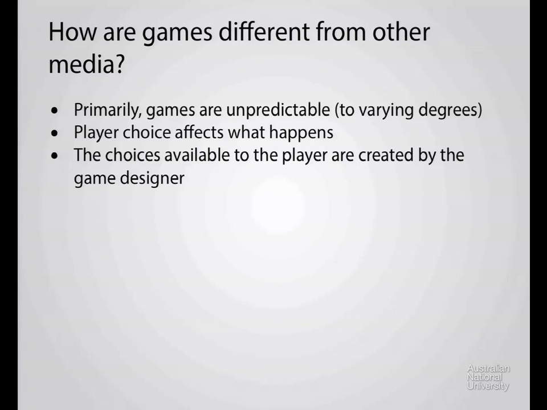Now, the choices that are available to the player are created by the game's designer. The game's designer says, Mario can jump. The player can pick up a gun. The player can change direction while they're doing their racing game. So those choices are defined by the creator of the game. What kind of choices are we talking about here?